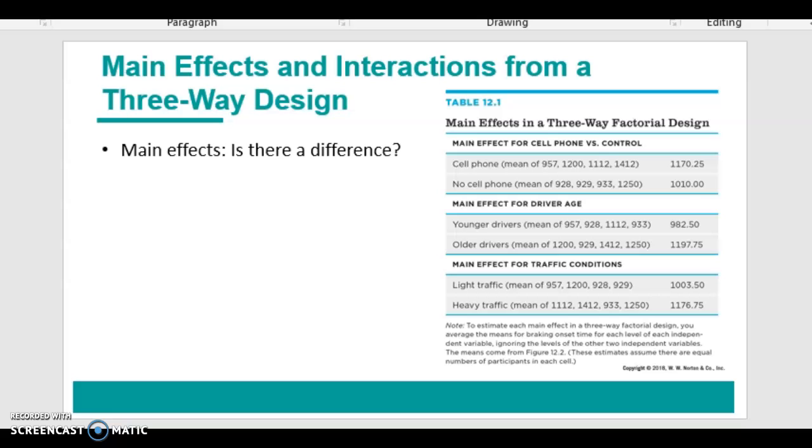It looks at cell phone condition, driver age, and traffic condition. Drivers brake more slowly in the cell phone condition than in the control condition. Older drivers brake more slowly than younger drivers, and drivers are slower to brake in heavy traffic than in light traffic. Thus, there are main effects for cell phone condition, driver age, and traffic condition. Remember, this is like step one, and then we are interested in if there is an interaction.